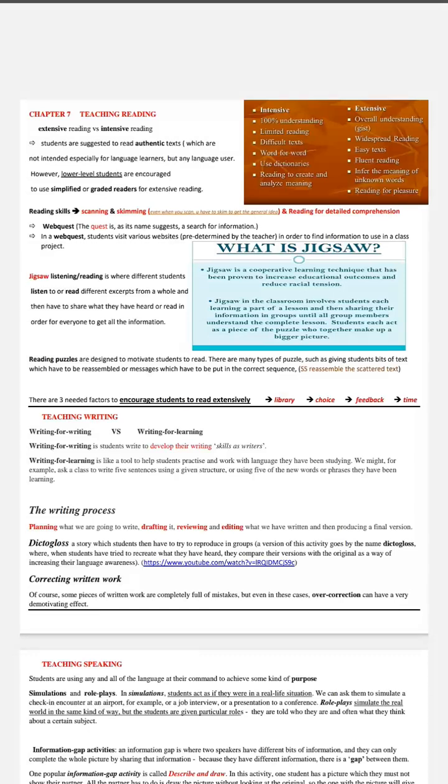Jigsaw reading is where different students listen to or read different excerpts from a whole, and then have to share what they have heard or read in order for everyone to get all the information.